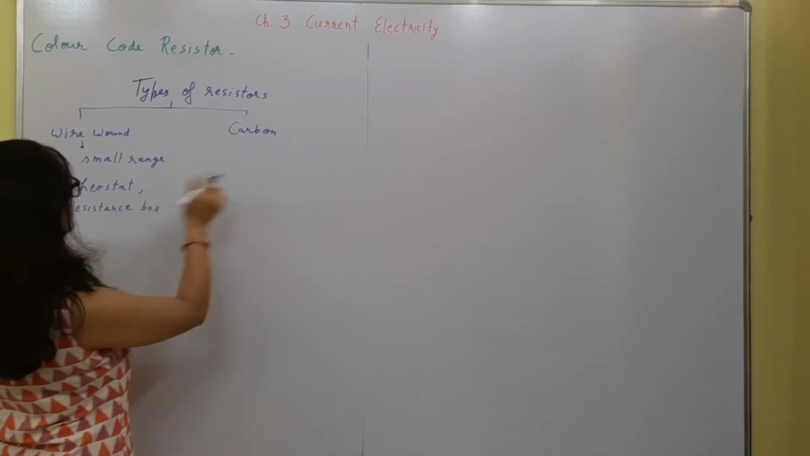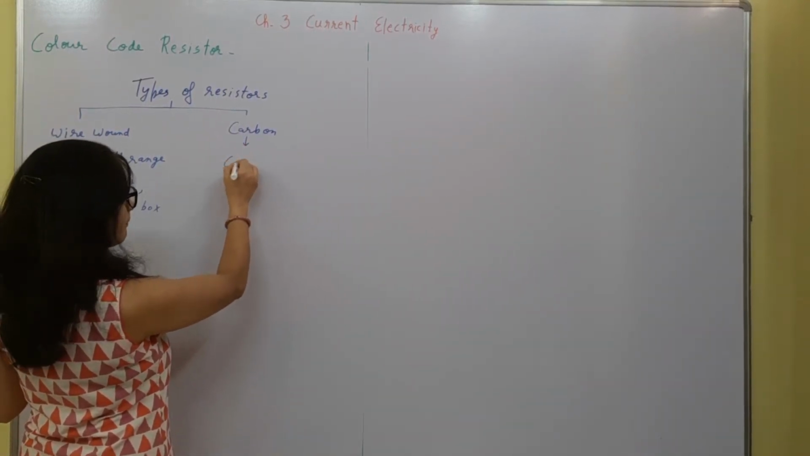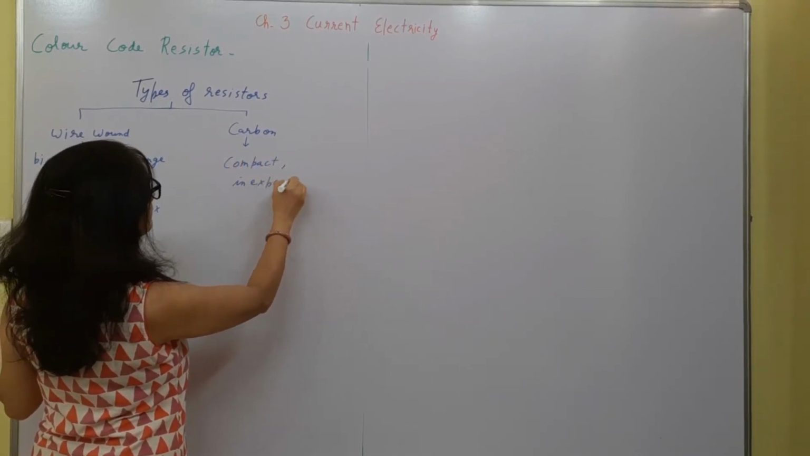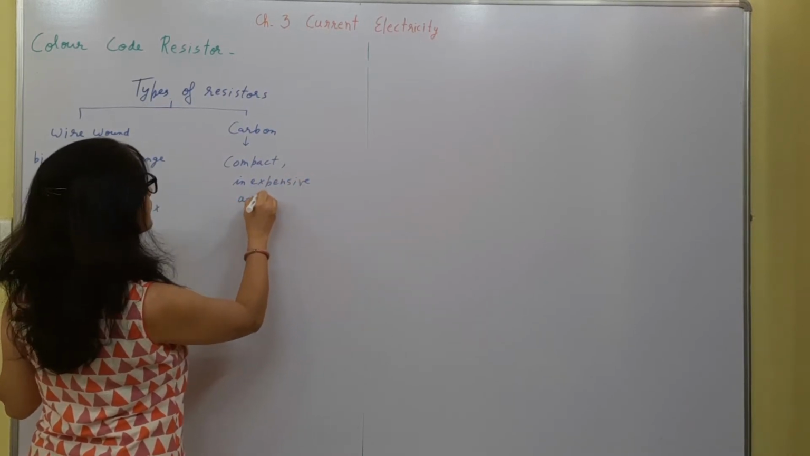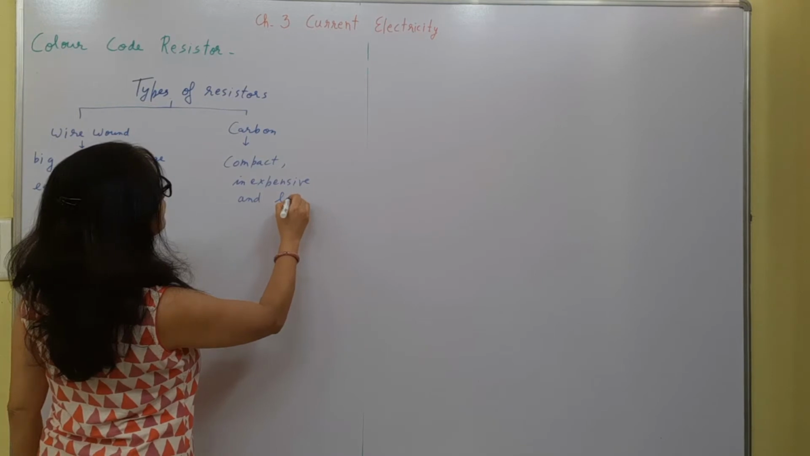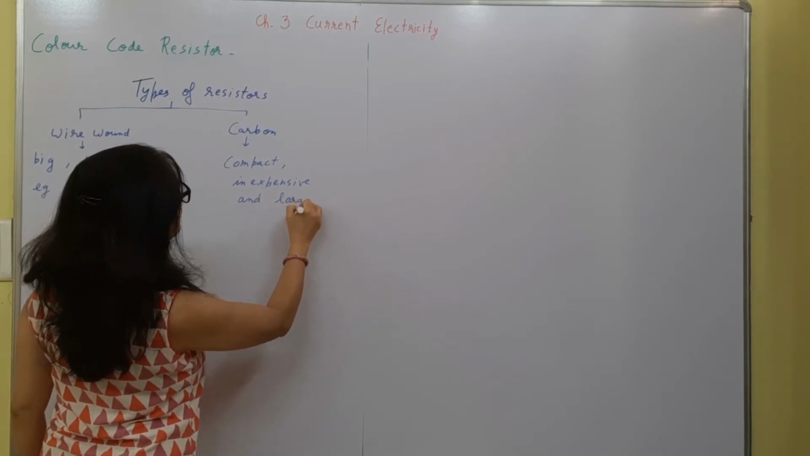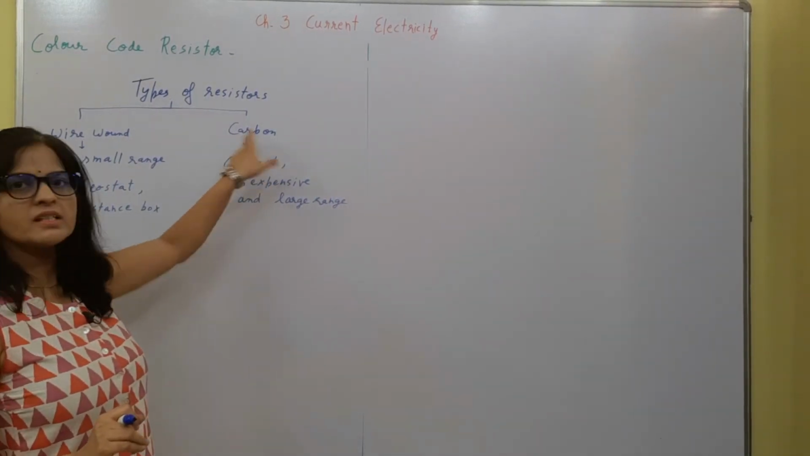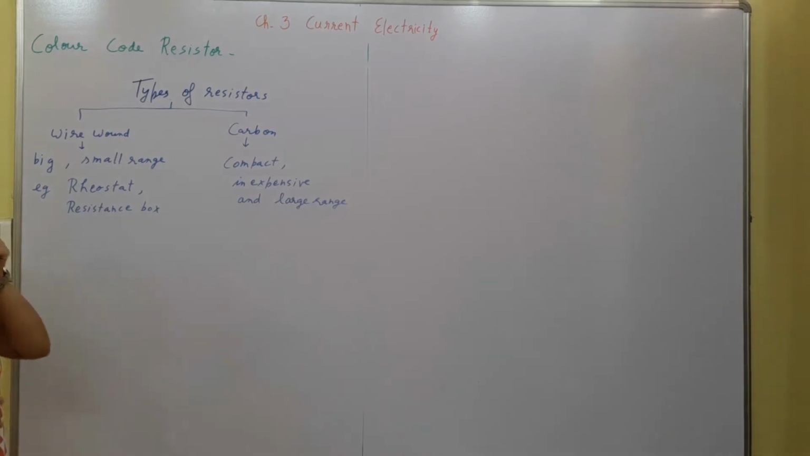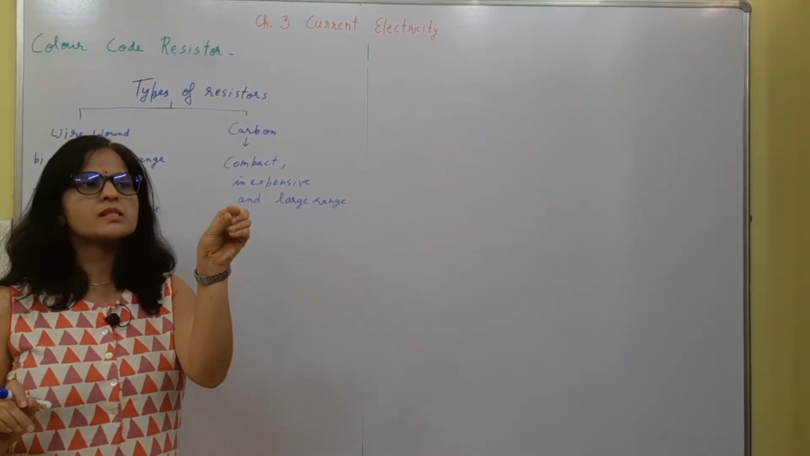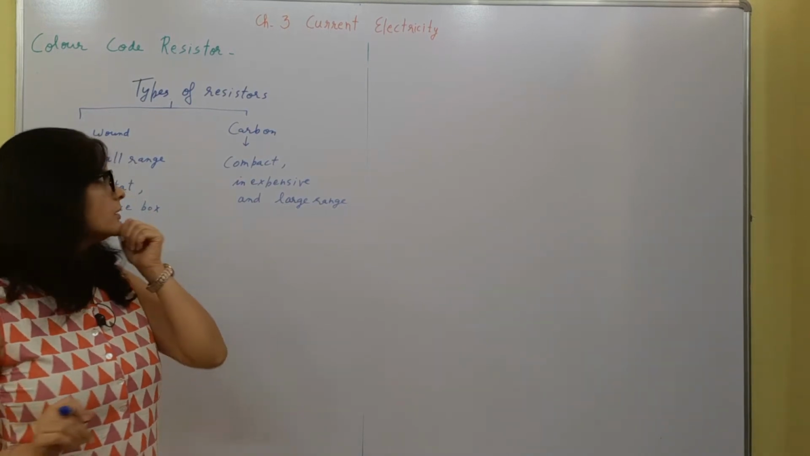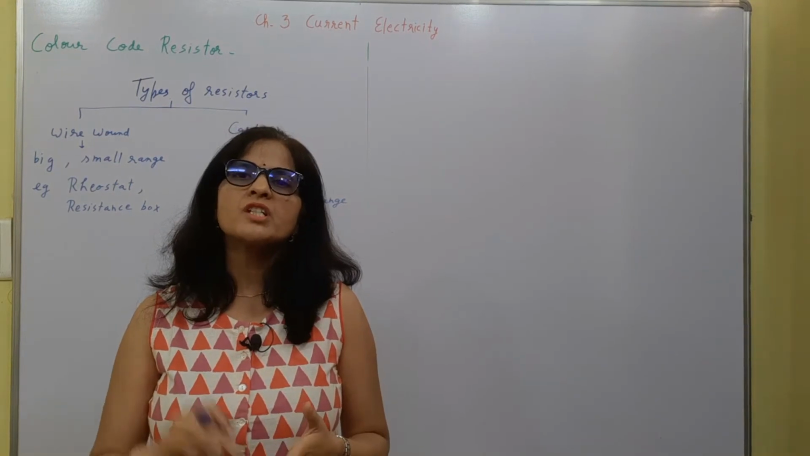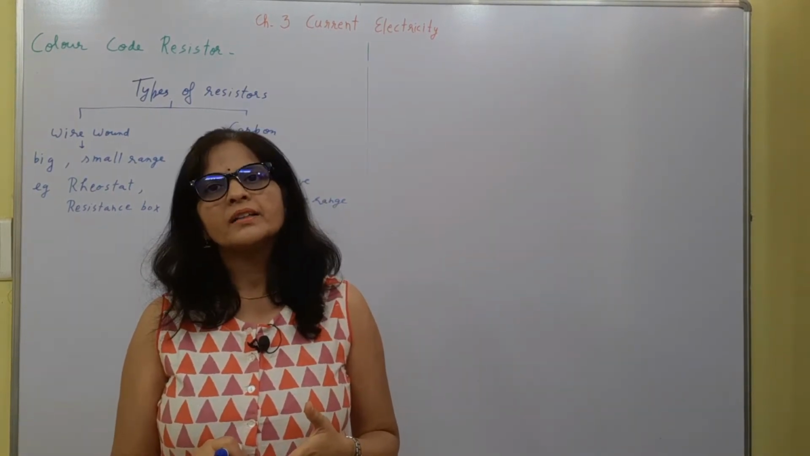And then we have carbon resistors, which are very compact, inexpensive, and a large range of resistances is provided by these carbon resistors, right? Since these are very small, around 5 millimeter, it is very difficult to write the resistance value on them. So that's why there was a need for a coding system.